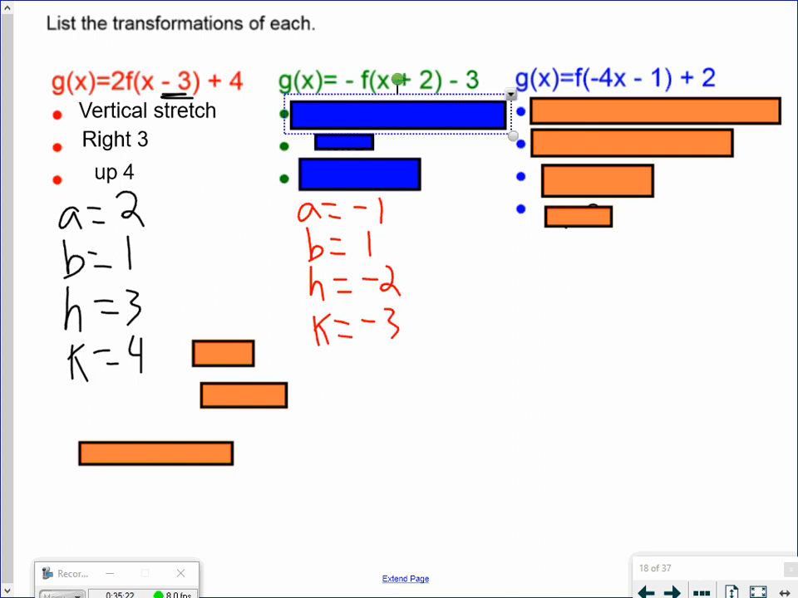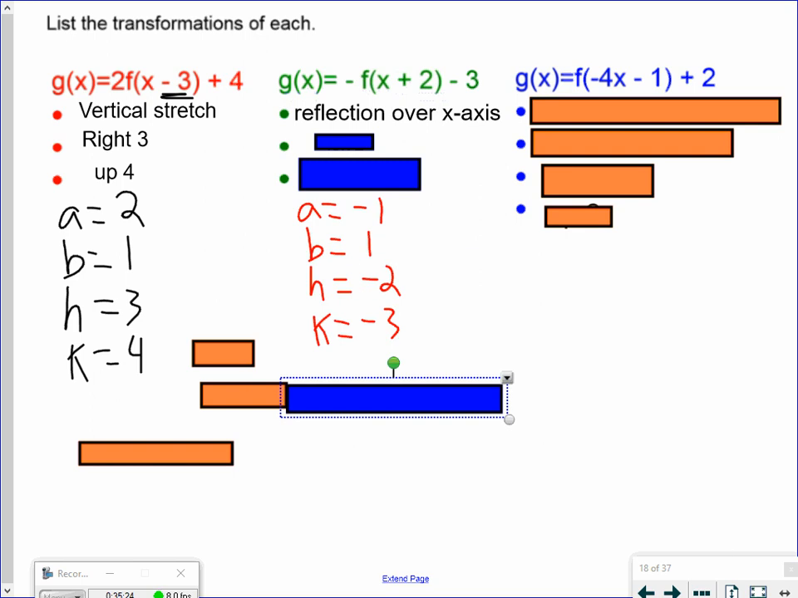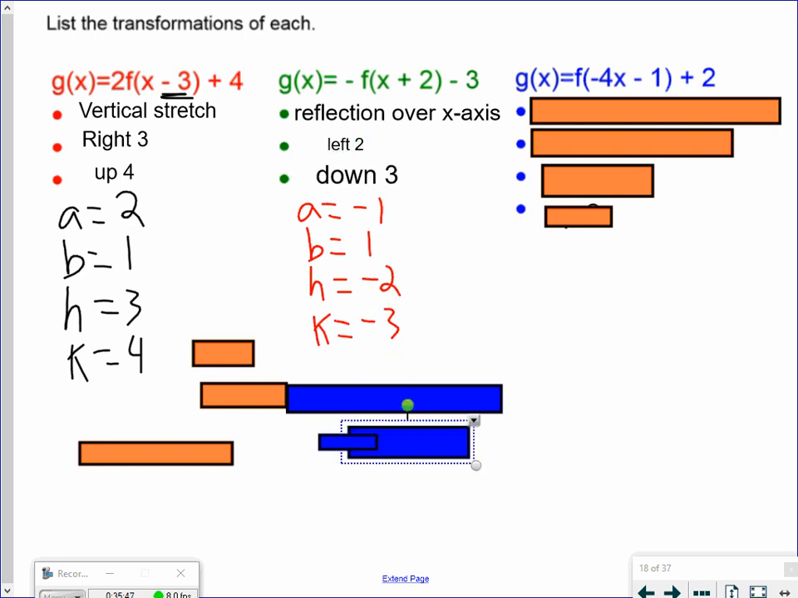So when our a is negative 1, that means we have a reflection over the x-axis. When b is 1, just like before, when a or b is 1, you're multiplying by 1. That means you're not changing anything, so it's not doing anything. But our h is negative 2, which means we're going left by 2. And the last one, k is negative 3, means we're going down by 3.